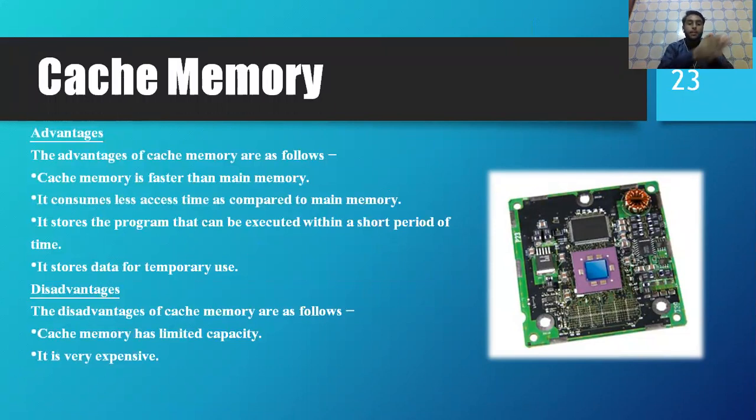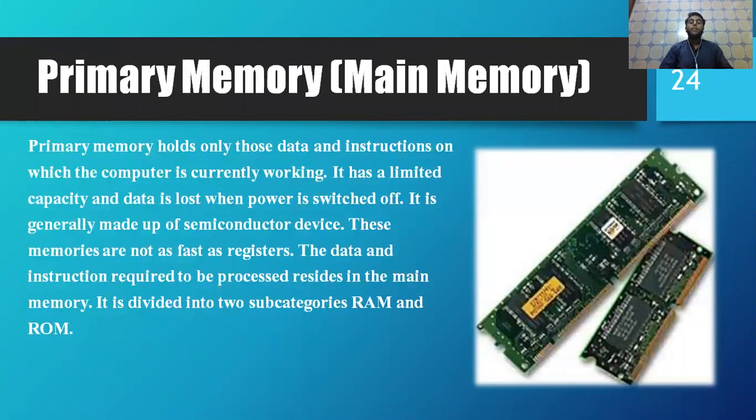Advantages. The advantages of cache memory are as follows. Cache memory is faster than the main memory. It consumes less access time compared to the main memory. It stores the programs that can be executed within a short period of time. It stores data for temporary use. Disadvantages. The disadvantages of cache memory are the following. Cache memory has a limited capacity. It is very expensive.